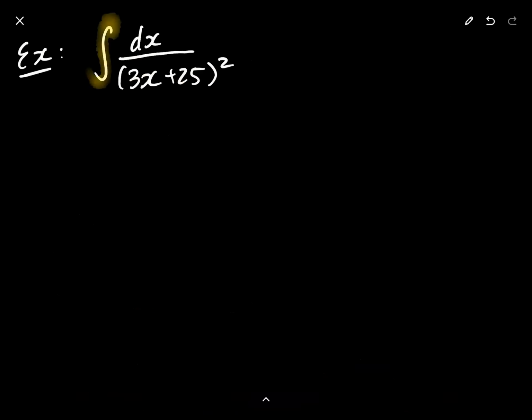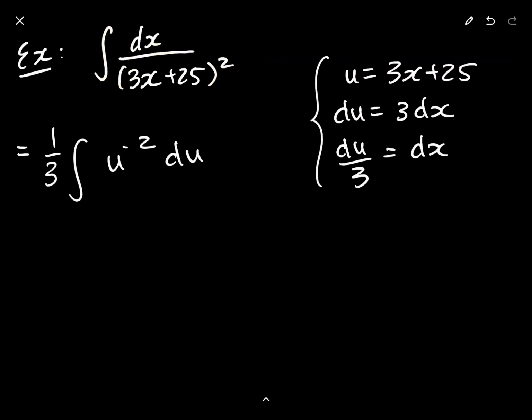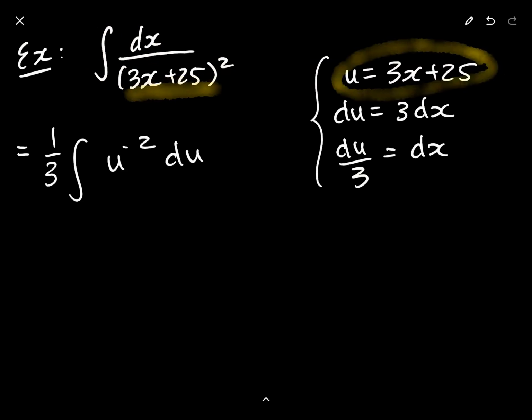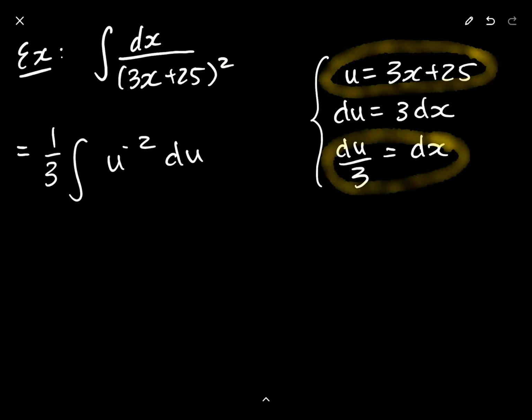Next we have the antiderivative of 1 over (3x plus 25) squared with respect to x. Here again we don't have a basic integral, so we'll try the substitution. u is equal to 3x plus 25, since 3x plus 25 is squared, and also the derivative of it is 3, which is a constant that we can adjust. So we will replace 3x plus 25 with u and dx with du over 3.